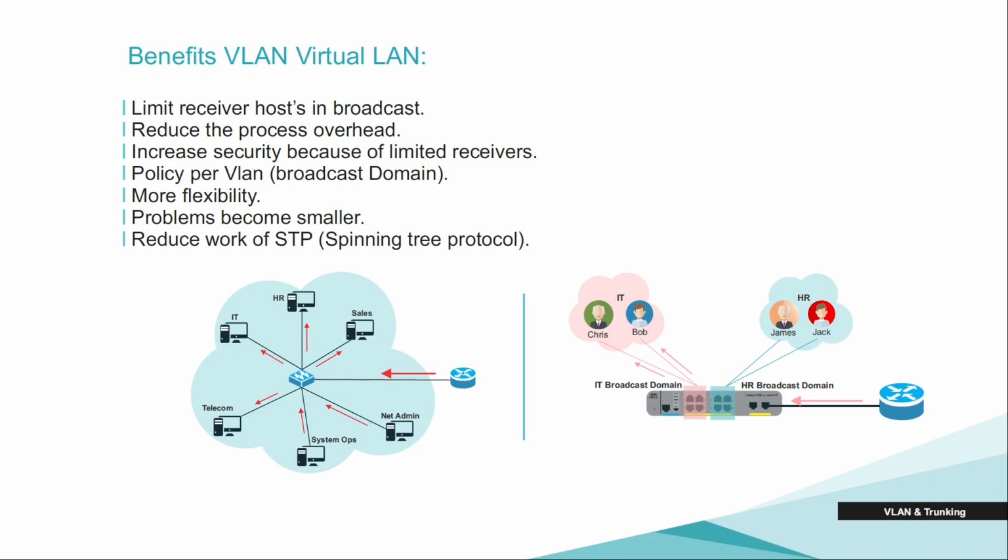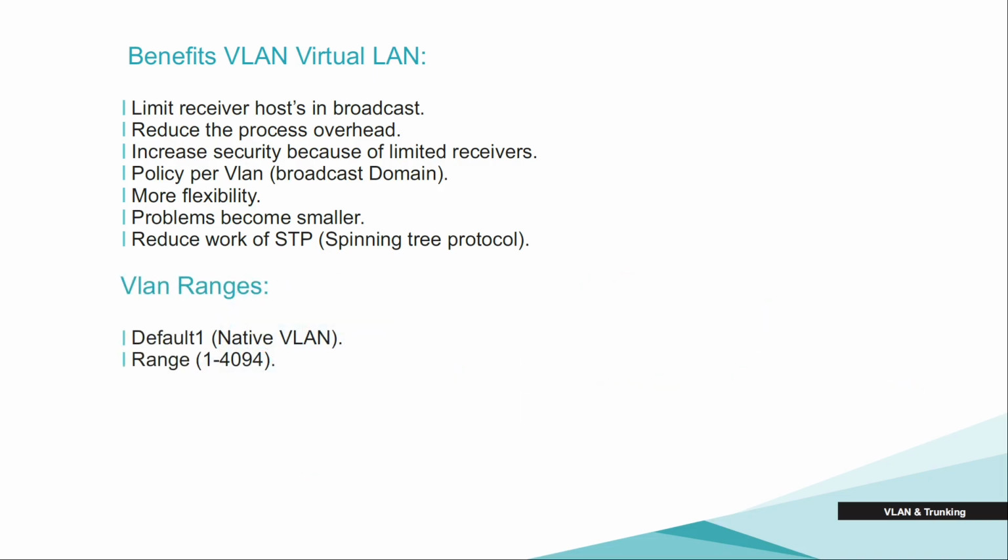We will learn about the spanning tree protocol in the coming lessons. So for VLAN, the VLAN IDs range from 1 to 4094. As we mentioned, the default VLAN is VLAN 1. This VLAN cannot be deleted. It depends on our network and the size of our network. We can use any VLANs to segment our LAN based on our needs.